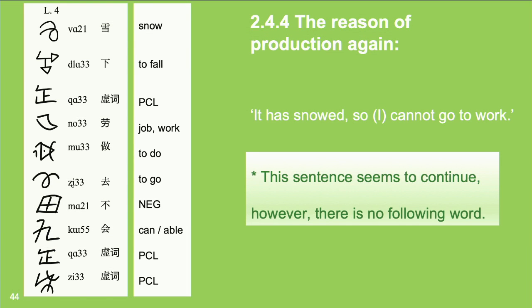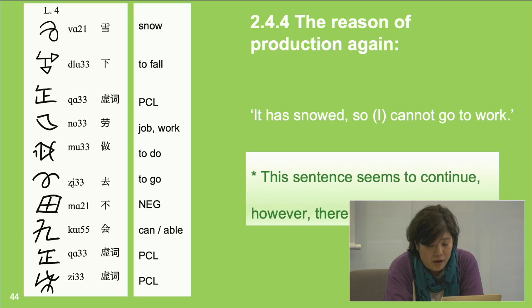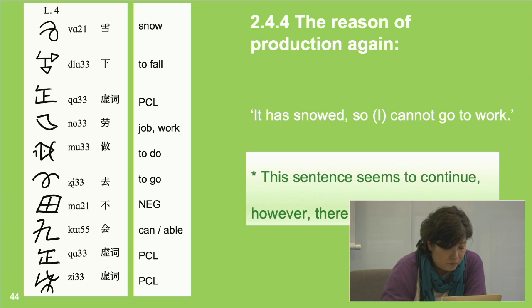We can see the writer's request to readers for tolerating his fumble. The fourth line is here. Actually, this sentence seems to continue. However, there is no following word. It says it has snowed, so that's why I cannot go to work. Vajra, it snows. Ka, so that's why. Nomujimaka, I can't go to work. Kazu, that's why, or something like that. But there is no following word.